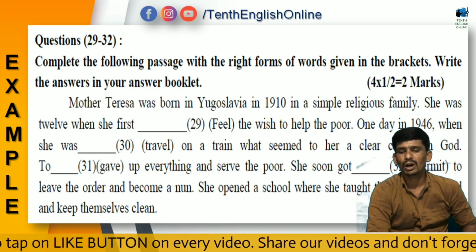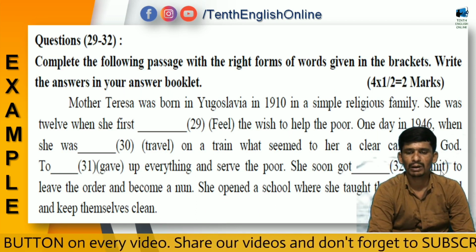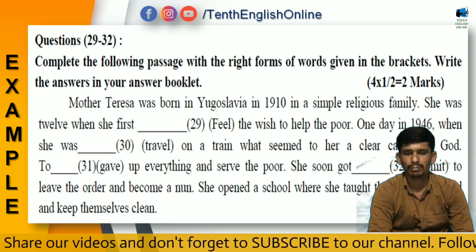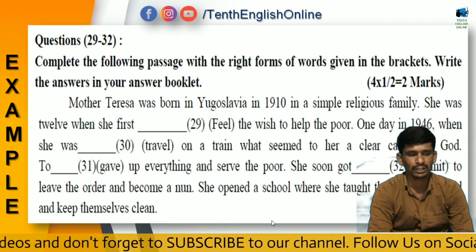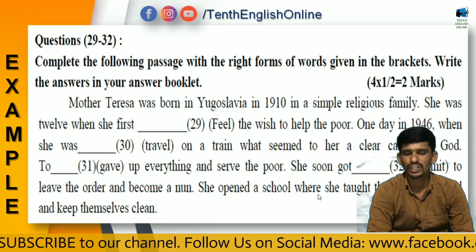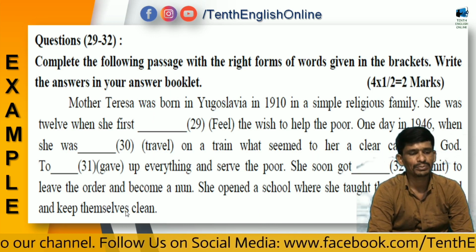She soon got permitted to leave. Permit. She soon got, okay, V3. Next comes here again V3. Got permitted to leave the order and become a nun. She opened a school where she taught the children to read and keep themselves clean.